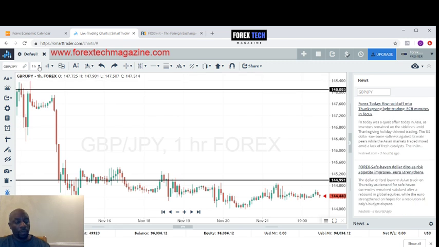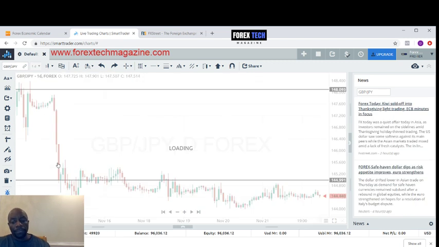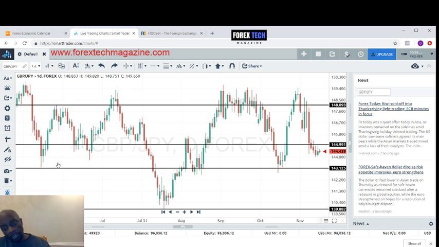All right. So the next one is the Great Britain Pound, Japanese yen. Looking on a daily basis. Once again, sideways movement.